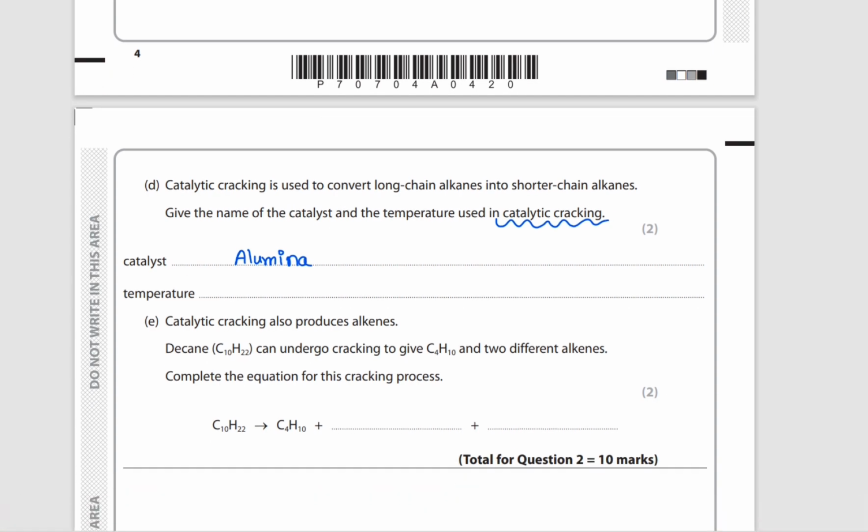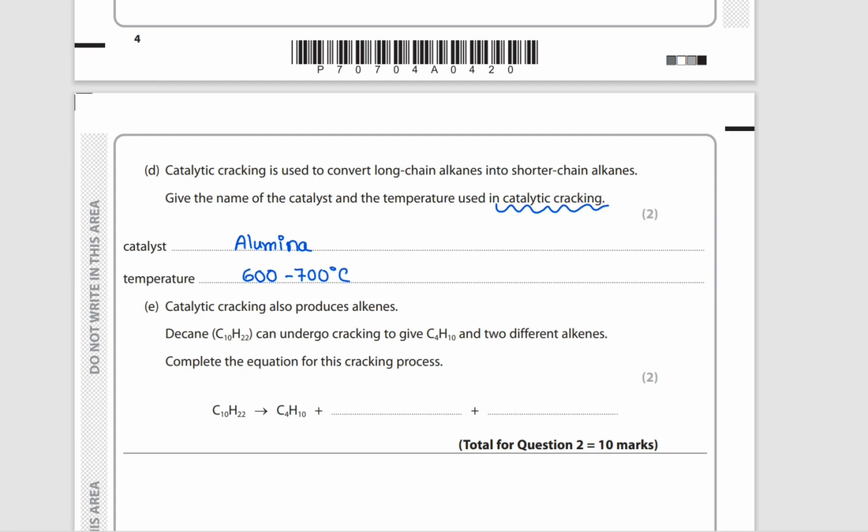And the temperature is fixed. The temperature should be in the range of 600 to 700 degrees Celsius. Part E, catalytic cracking also produces alkenes. That means from a long chain alkane you can get alkenes as a product.